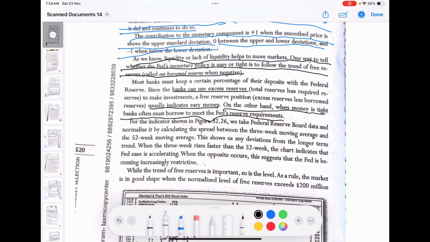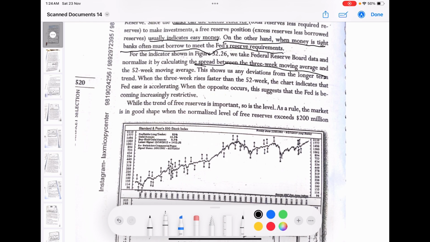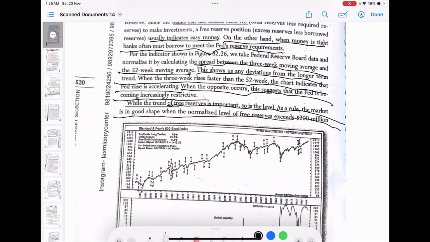In the figure, we take Federal Reserve Board data and normalize it by calculating the spread between the 3-week average and the 52-week moving average. This shows us any deviation from the longer term trend. When the 3-week rises faster than the 52-week, the chart indicates Fed ease is accelerating. When the opposite occurs, this suggests that the Fed is becoming increasingly restrictive. While the trend of free reserves is important, so is the level. As a rule, the market is in good shape when the normalized level of free reserves exceeds 200 million.